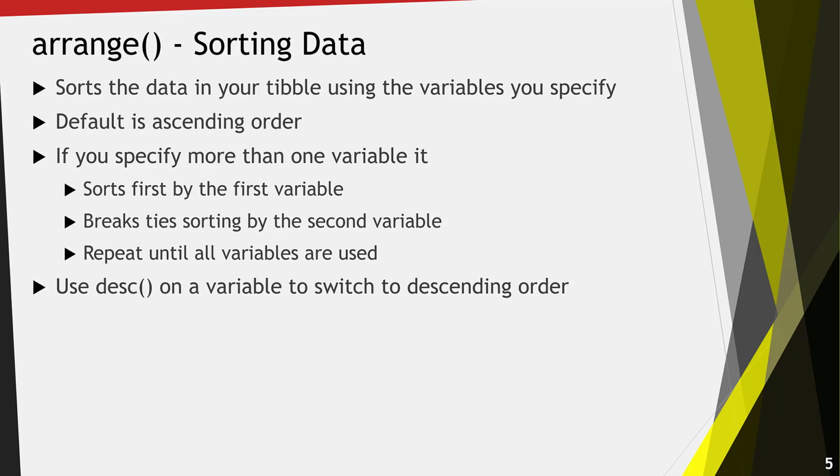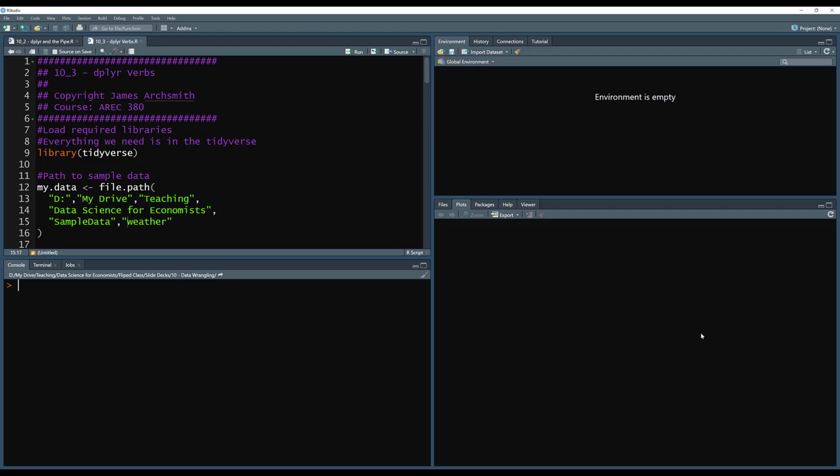We'll start out simple. One dplyr verb is arrange. You use this verb to sort the data in your tibble using the variables that you specify as arguments. The default with arrange is to sort in ascending order. If you specify more than one variable, what R is going to do is sort by the first variable, then it's going to break ties, sorting by the second variable, and so on until all the variables are used. If you'd rather sort in descending order, you use the desc function on a variable to switch its sort order to descending. So let's use some dplyr verbs in R.